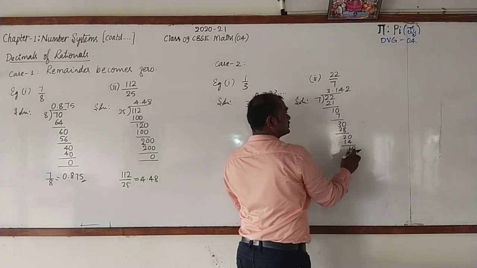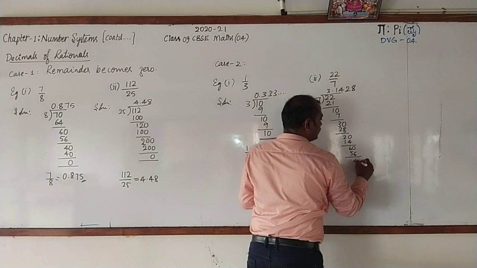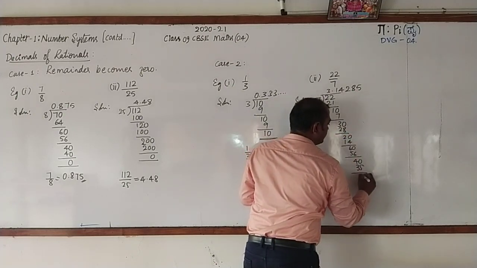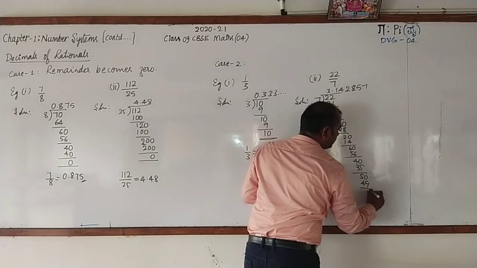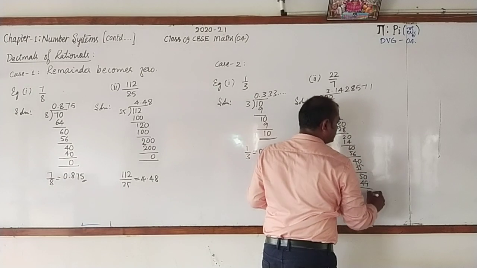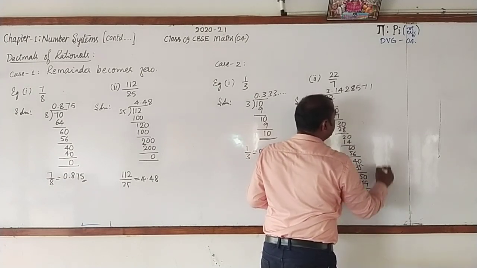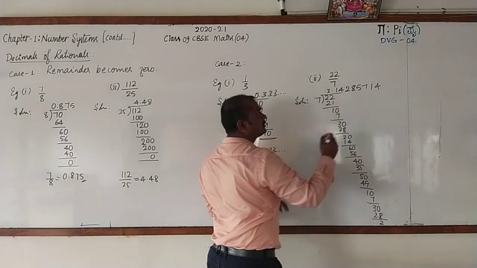it is 60. Now 7 8s are 56, then 4 will remain, 40, 7 5s are 35, 5 will remain, 50, 7 7s are 49, 1 will remain, 10, 7 1s are 7, 3 will remain, it is 30, 7 4s are 28, 2 will remain, and it is continued.